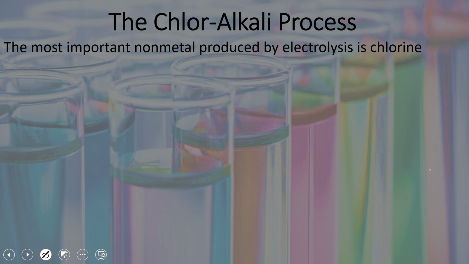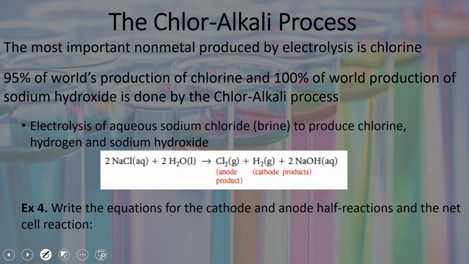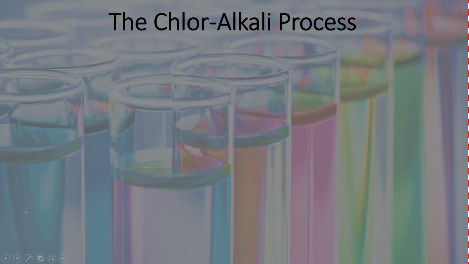So it's actually a pretty important chemical process in terms of industry. 95% of the world's chlorine and 100% of sodium hydroxide is created through this process of adding electricity to salt water. And so there's the reaction. If you add electricity to sodium chloride and water, you get chlorine, which is a gas, hydrogen gas, and sodium hydroxide. And so for example number 4 here, it says, write the equations for the cathode and anode of the net cell reaction. Good. Okay.